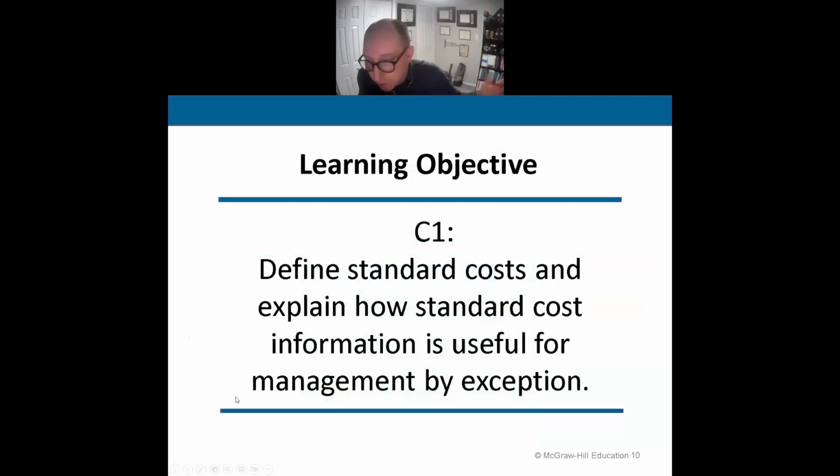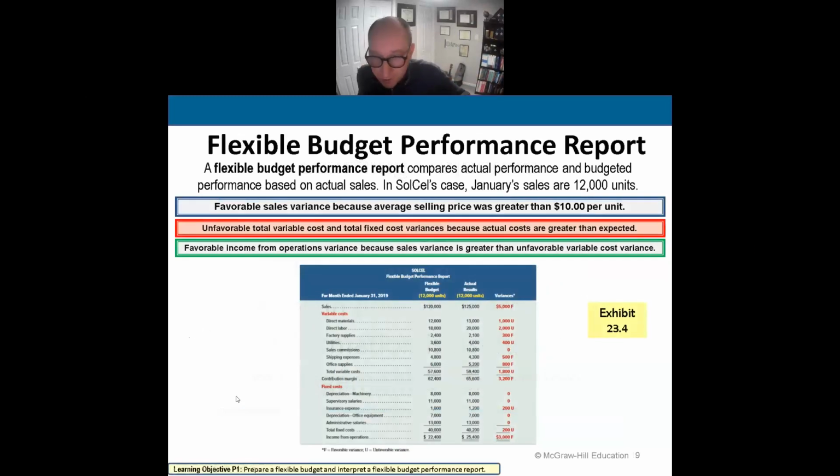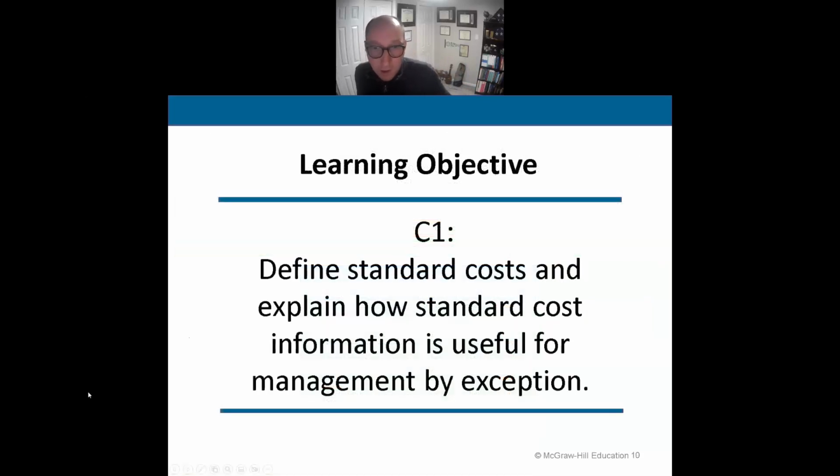Any questions on budgeting? Flexible, fixed? Questions on variances, how to compute variances? You're all good. Okay. All right. It's a good thing.